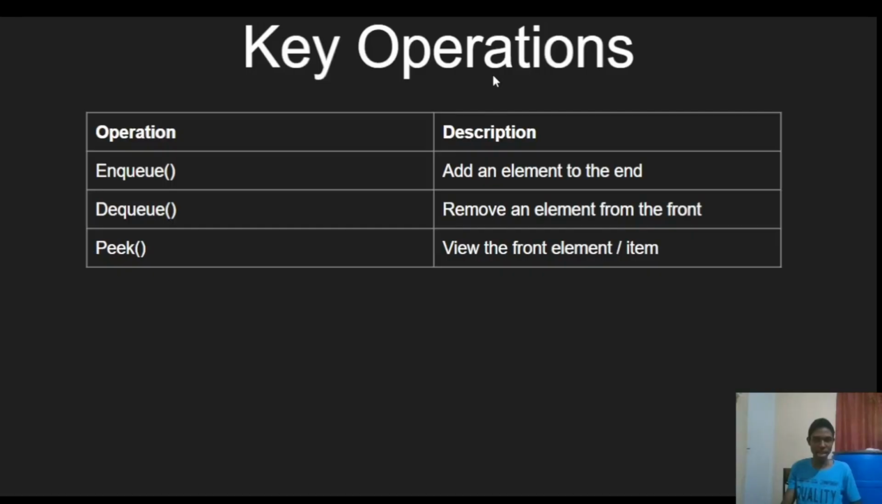Here are the key operations of a queue. So a queue has these three basic operations: enqueue, dequeue, and peek. So enqueue means we add an element to the end, right? Dequeue means we remove an element or value from the front of the queue. So think of a line. We have a line of persons, right? We dequeue, meaning we take the first person out of the line. We enqueue means we add a person into the line, basically at the end of the line. Peek means we look at who is the first person in the line. So that is what the enqueue, dequeue, and peek operations do.